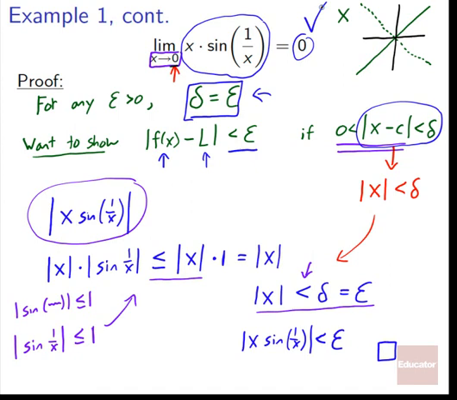We've shown that whatever epsilon we wind up choosing, there will always be an appropriate delta if we simply set delta equals epsilon. It will wind up satisfying any and every epsilon. So thus, we have completed the proof. The limit does exist. The limit is indeed 0.